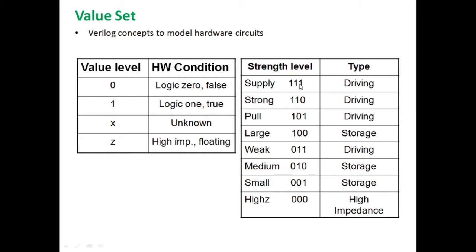So the opposite of supply, the triple one, is 0 0 0 for high impedance. Coming to the others, strong's opposite is weak and large's opposite is small. So you can see here large is 1 0 0, and the opposite of 1 0 0 is 0 0 1, so large's opposite is small. In this way also you can remember these strength levels.